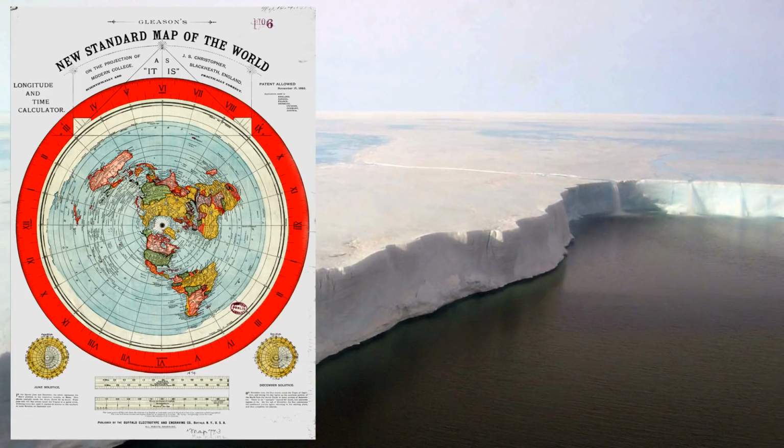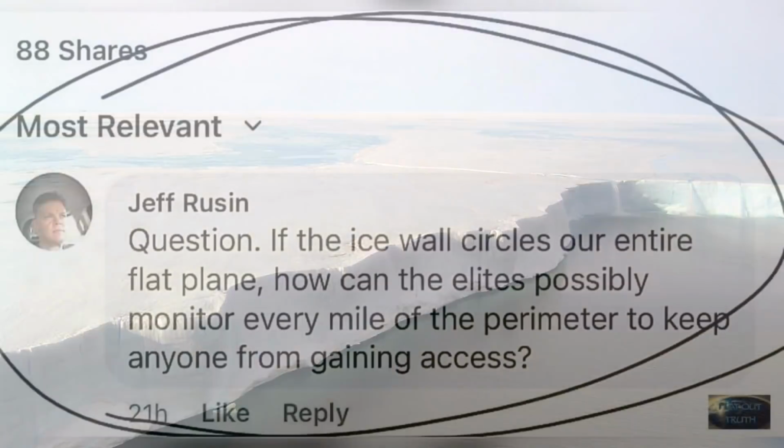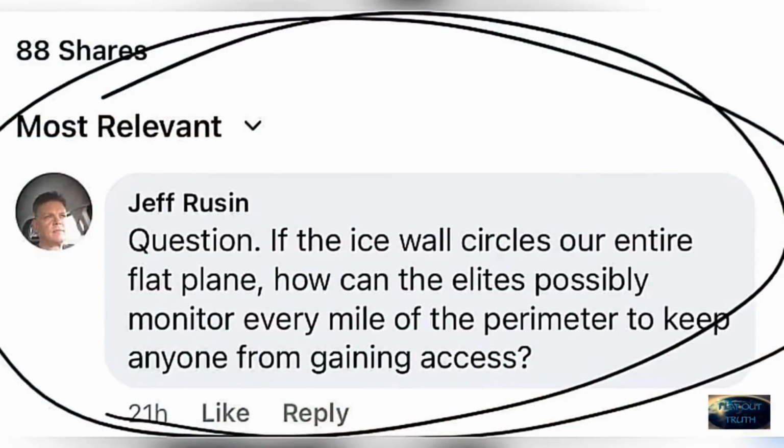And even a lot of flat earthers, a lot of my friends of mine always wondered, well, how do they pull it off? How do people not know? And that's exactly how, the way that I just showed you. If the ice wall circles our entire flat plain, how can the elites possibly monitor every mile of the perimeter to keep anyone from getting access? Well, Jeff, and everybody else who's asking, that's really, really simple. I'm going to explain it to you guys really, really quick, okay?